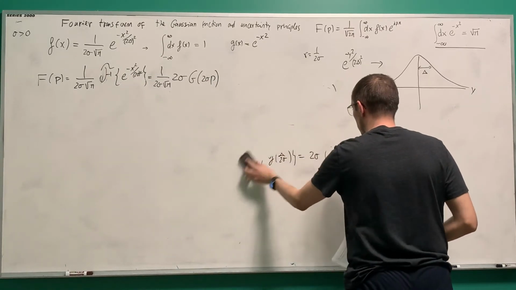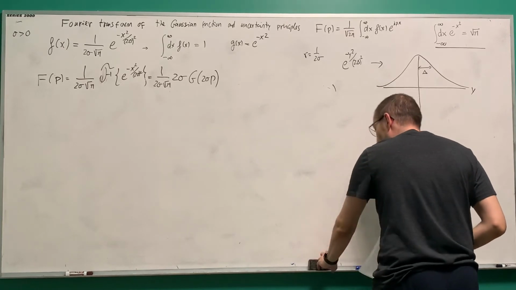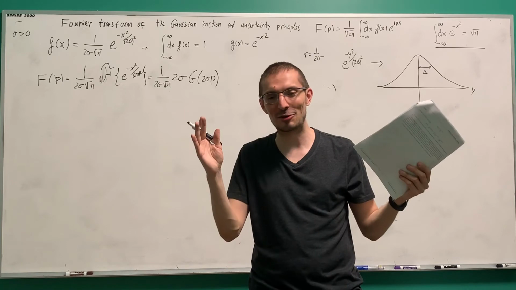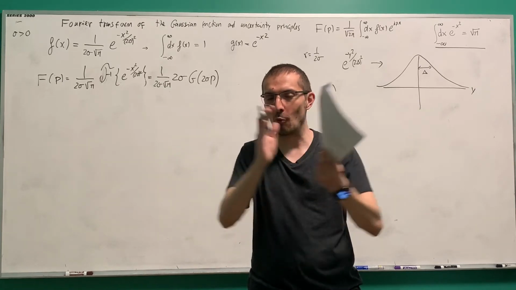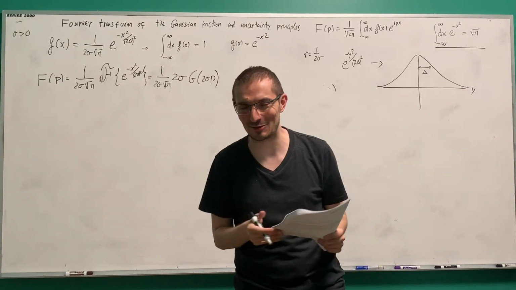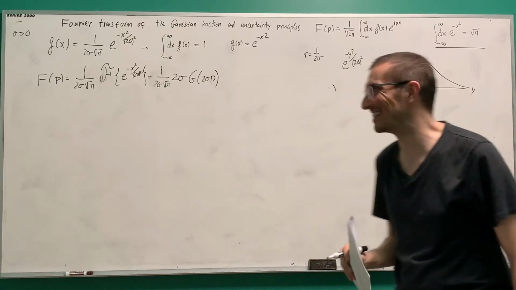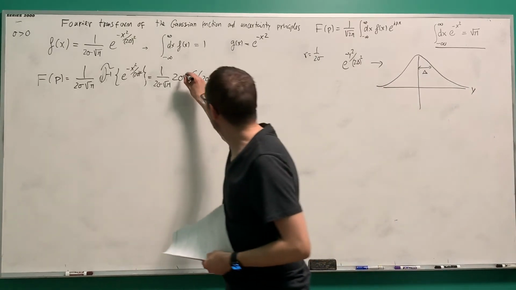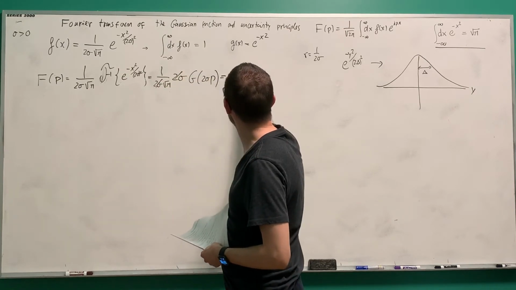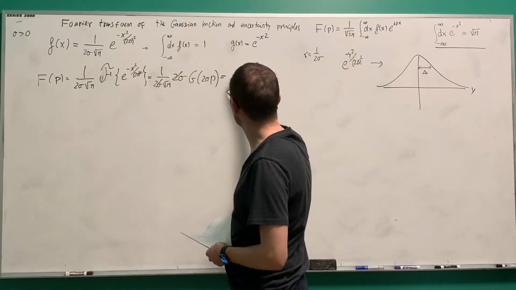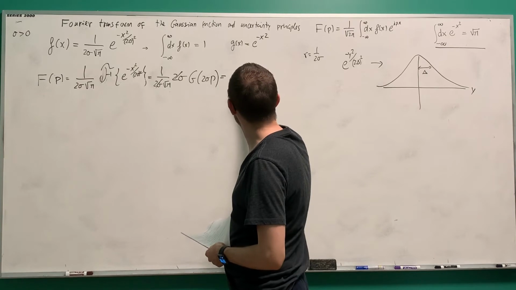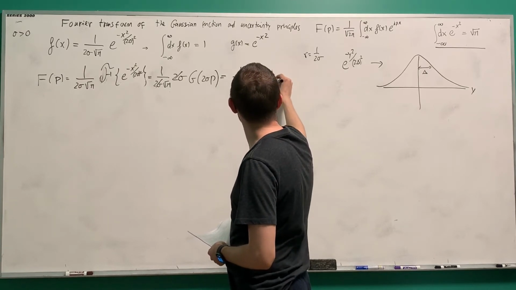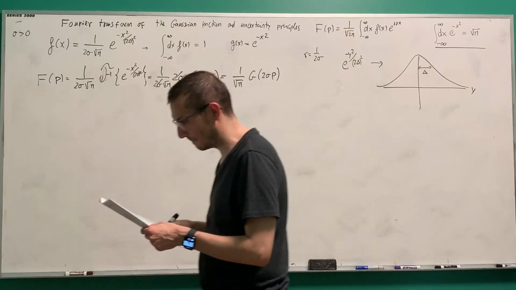This is using the scaling property. Remember, the scaling property tells us that if you scale the function in the time domain, if you widen it in the time domain, it's going to shrink in the frequency domain. We're getting there. So this simplifies, and what I'm left with is that f of p, the result I'm looking for, would be 1 over root pi g of 2 sigma p.